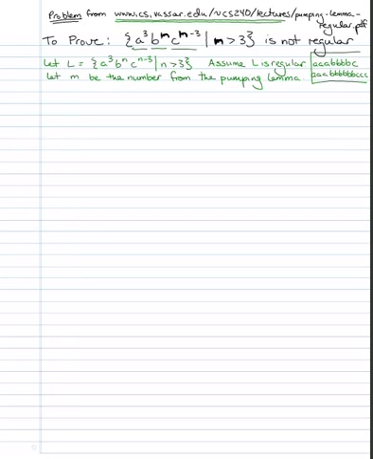Now, we've got to pick some string for S, and it has to be at least m characters long. So let's let S equal, a reasonable first guess, a to the 3, b to the m, c to the m minus 3, right? Because that's definitely at least m characters long. And since S is in my language, and the length of S is greater than or equal to m, the pumping lemma must apply.